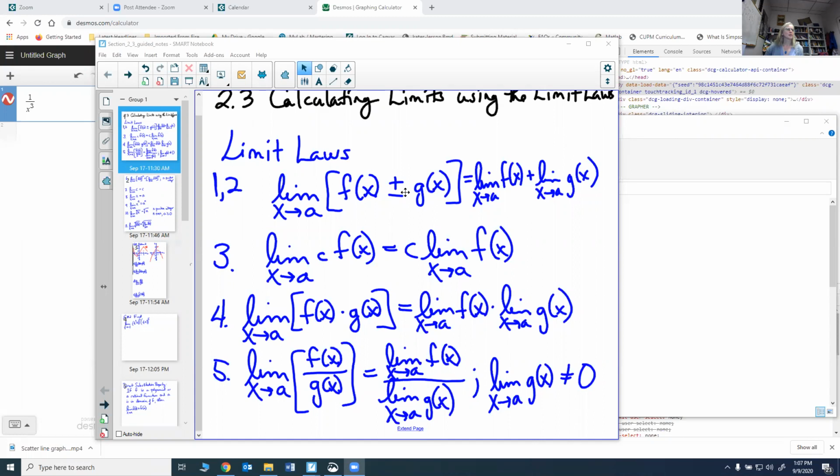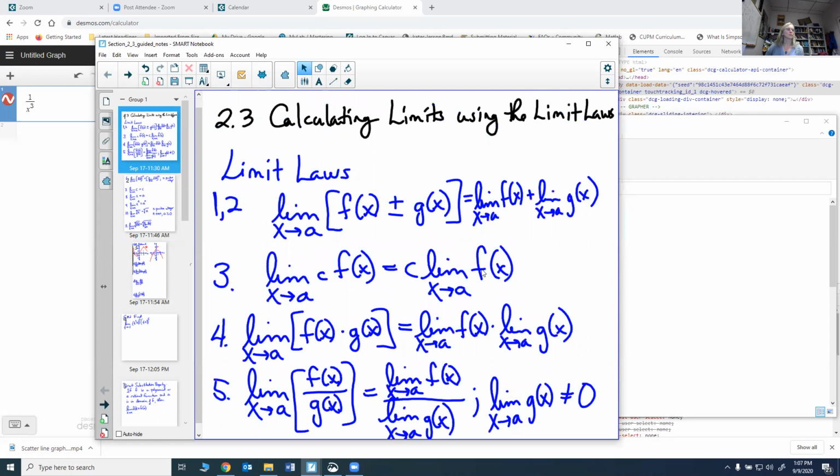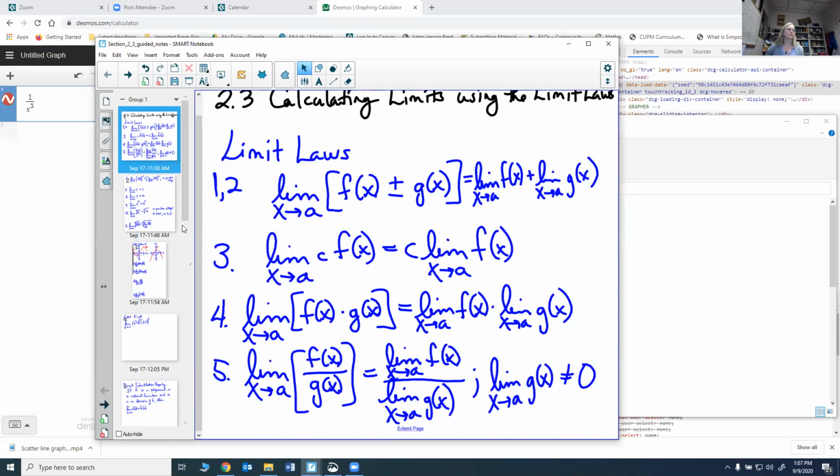This one just says the limit of a sum and difference is the same as the sum of the limits and difference of the limits. The limit of a constant times a function, you can pull that constant out front. The limit of a product is the product of the limits. The limit of a quotient is the quotient of the limits, provided that the limit at the bottom exists. If it doesn't exist, then you can't do this. Actually, what I should say is it doesn't equal 0. It can not exist, but it can equal 0.